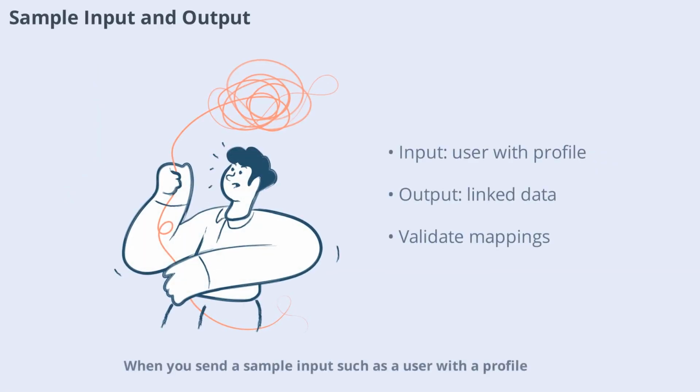When you send a sample input, such as a user with a profile, the API processes the data and stores it in the database. The output confirms that both the user and profile are saved and linked correctly. This round-trip test validates your entity mappings and ensures your application is functioning as intended.